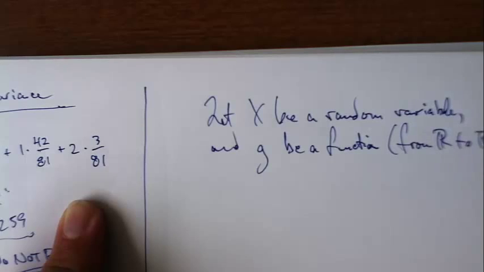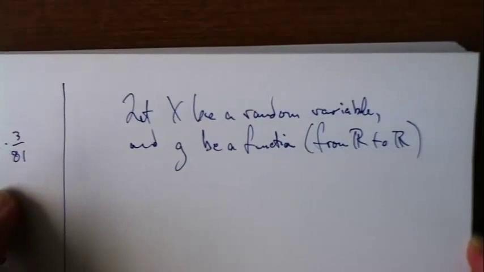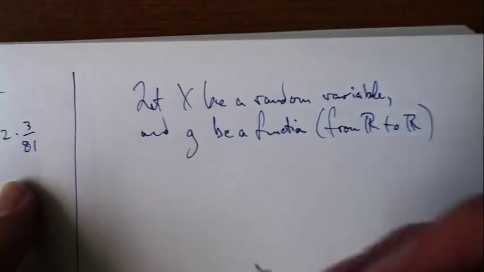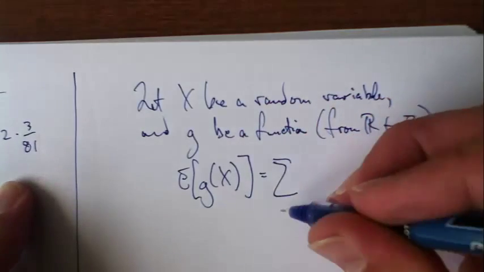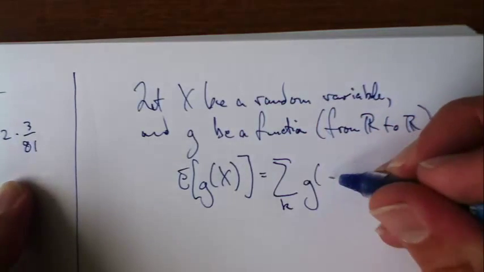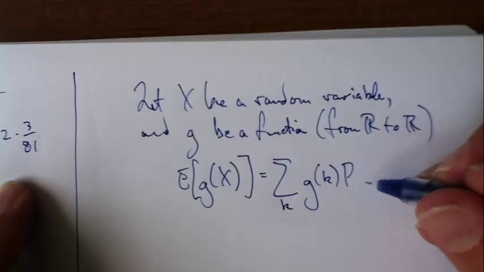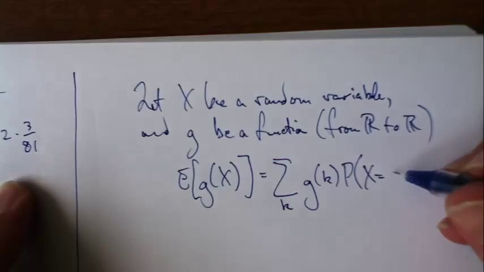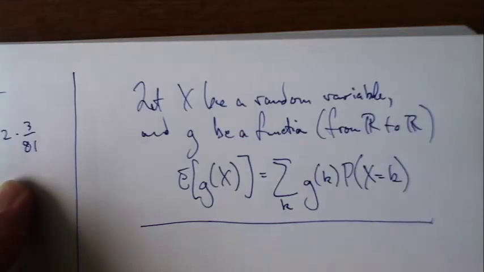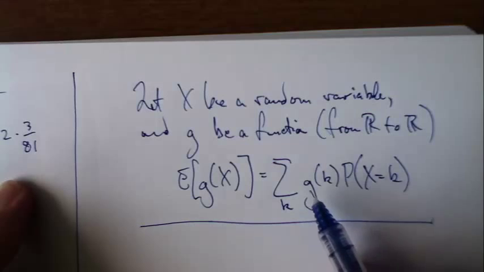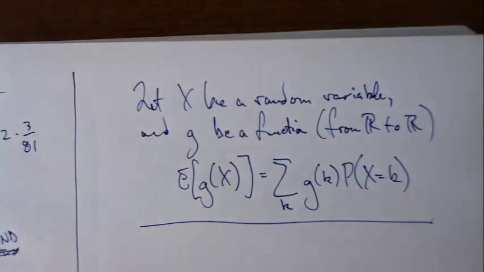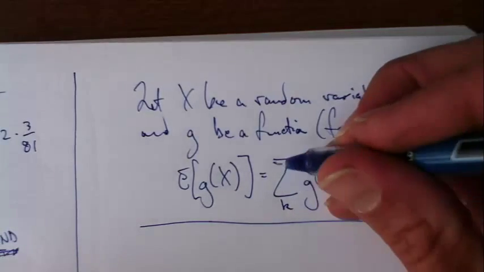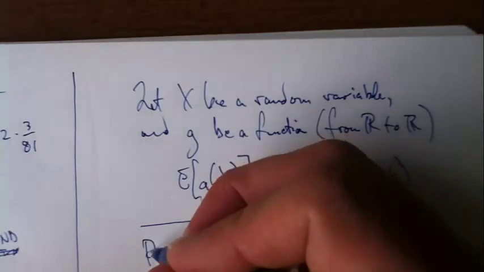Then it turns out that the expected value of g of X is, guess what? It's just the sum of all the function values times the chance that X equals k. It's just a weighted average of the function evaluated at all the possible values of the random variable. The proof is pretty easy, and I'm not even going to do it. It's in your book. But there's a little subtlety there.